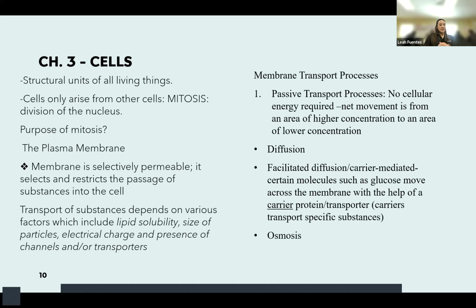And then osmosis, does anybody know what the big difference between osmosis and diffusion is? The water, yeah. So osmosis is the movement of water through a selectively permeable membrane. So again, very selective with what they let in, but in this case, we're talking about water. And with osmosis, it's from an area of higher water concentration to an area of lower water concentration.